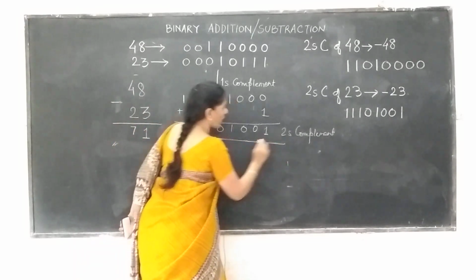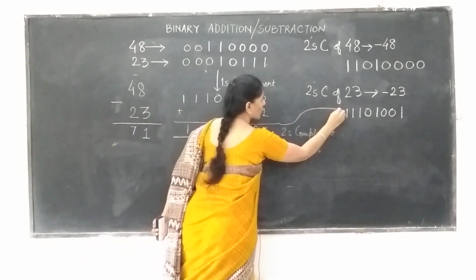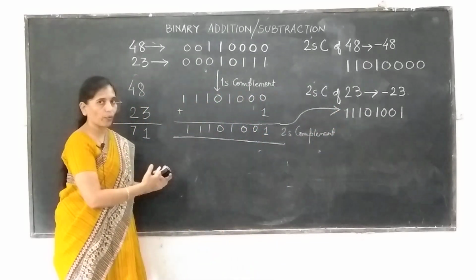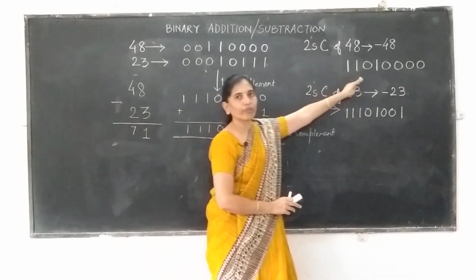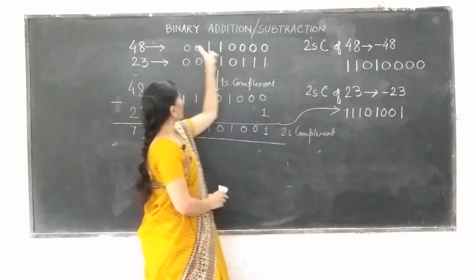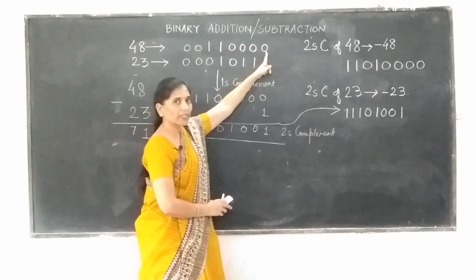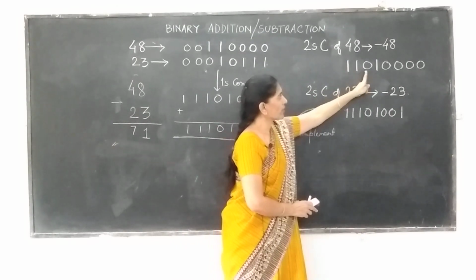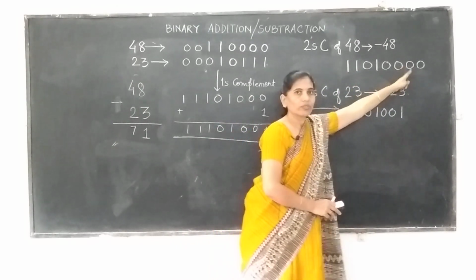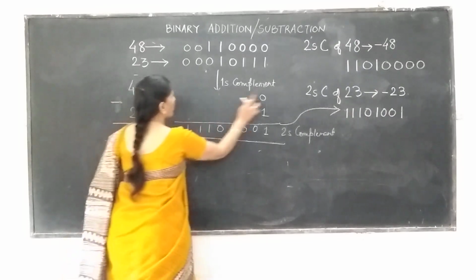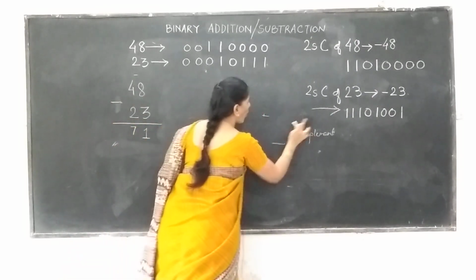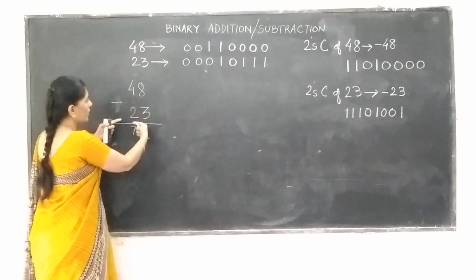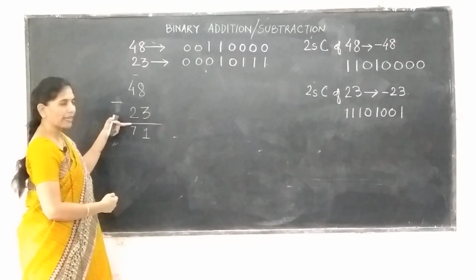So for a quick reference, this 2's complement is written over here, so that we can just pull out or take the 2's complement whenever we require. Similarly, the 2's complement of 48, which is obtained from the binary of 48 by first taking the 1's complement and then adding a 1 to it, can be written as 1 1 0 1 0 0 0 0. So having obtained the 2's complement of 23, now let us do this particular operation of 48 minus 23.